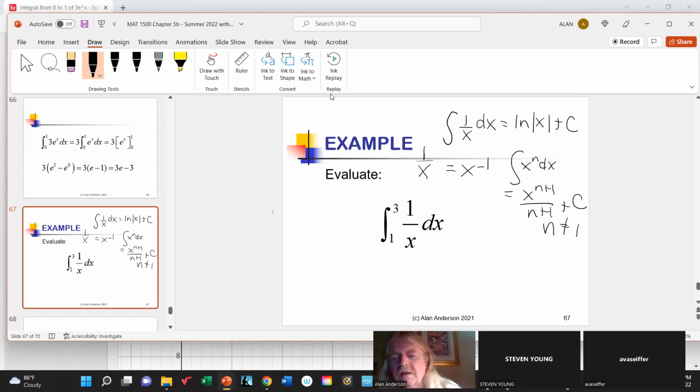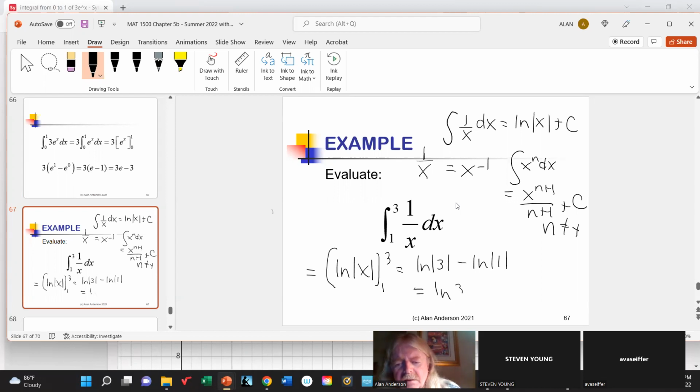So we always have to remind ourselves it's not equal to -1. Here it does equal -1. So we have a separate rule. So this thing is going to be equal to log x. Now we don't need the constant, but we're going to evaluate this between 1 and 3. So we'll have the log of 3 minus the log of 1. The absolute values we don't need because these are both positive constants.